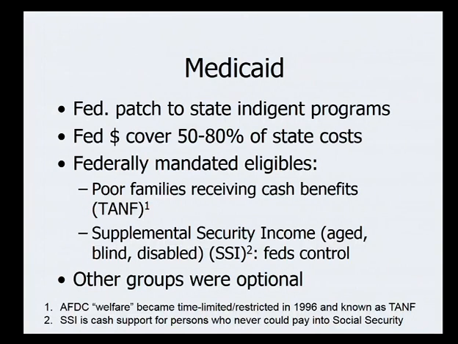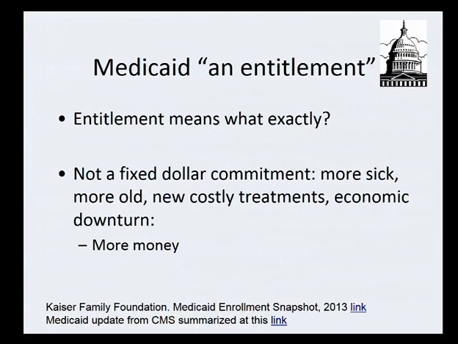Medicaid was a bit different. It was a patch to those state indigent programs where the feds would cover 50 to 80% of the state costs, depending. And there were mandated groups that had to be eligible for Medicaid. And at the start, it was poor families on cash benefits, at the time called Aid for Families with Dependent Children, now TANF, and those who were aged, blind, disabled, and were receiving income support because they had fully qualified as disabled under federal rules. And other groups were optional. It's an entitlement.